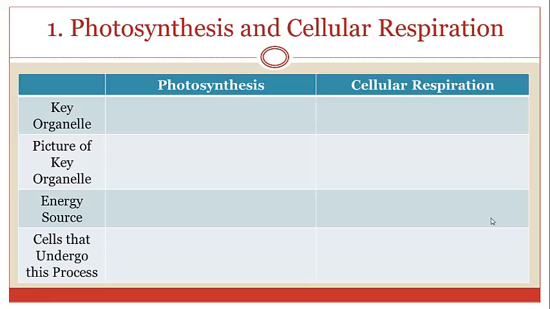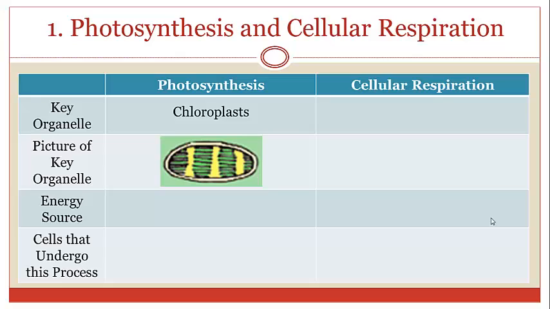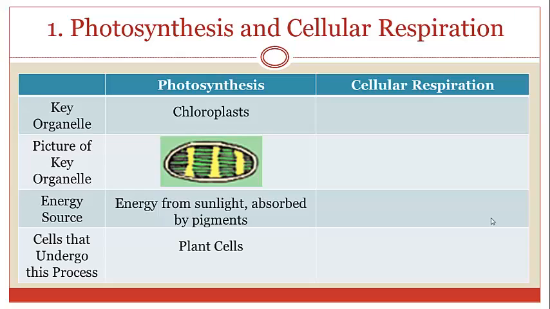For photosynthesis, the key organelle is going to be chloroplasts. Chloroplasts capture energy from sunlight. So inside of the chloroplasts, we see those green stacks on the screen. Those are thylakoids, and inside of them are pigments. These pigments absorb energy from the sunlight. Plant cells undergo photosynthesis.